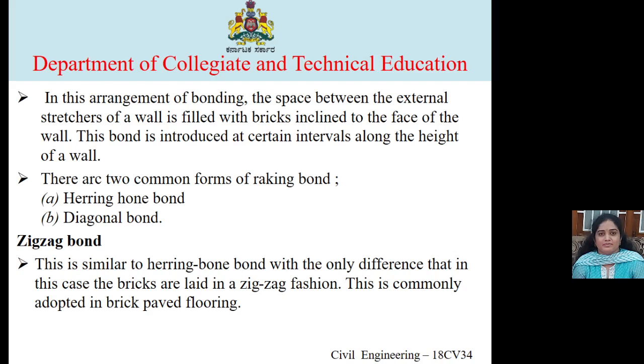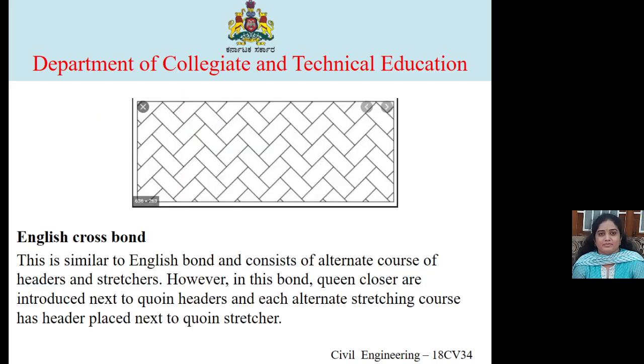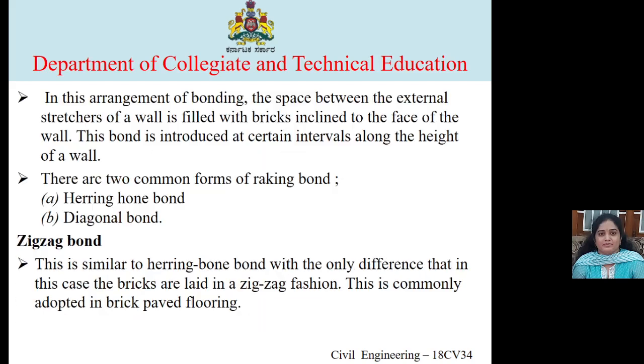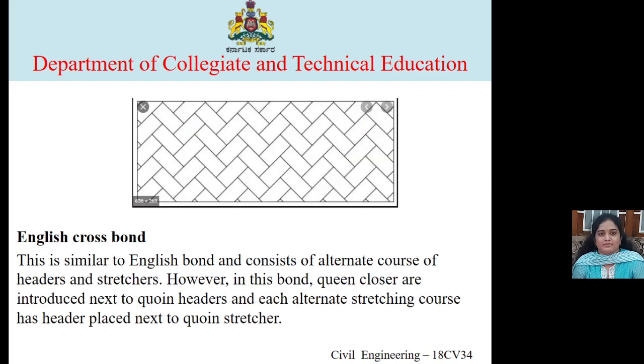Next one is the zigzag bond. This is similar to the herringbone bond, with the only difference that in this case the bricks are laid in a zigzag fashion. This is commonly adopted in brick paved flooring, something like this. When bricks are used for flooring work, this bond can be done.